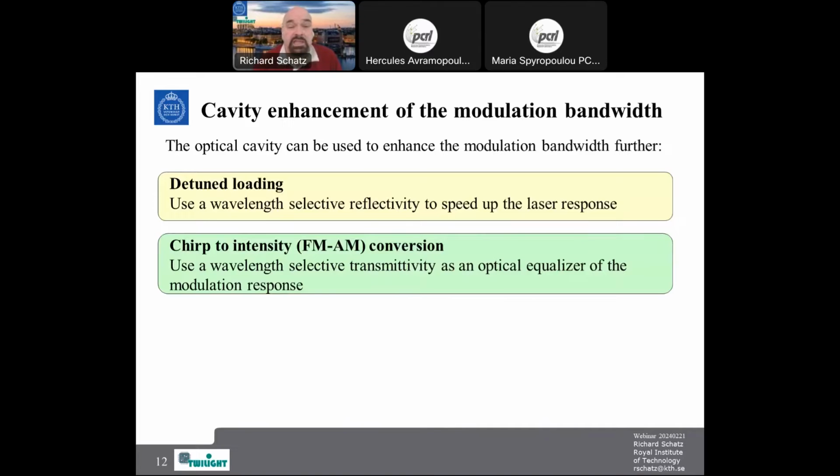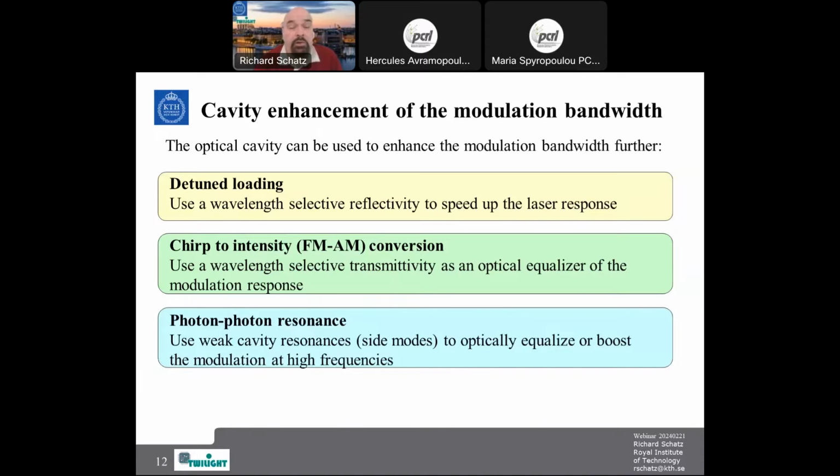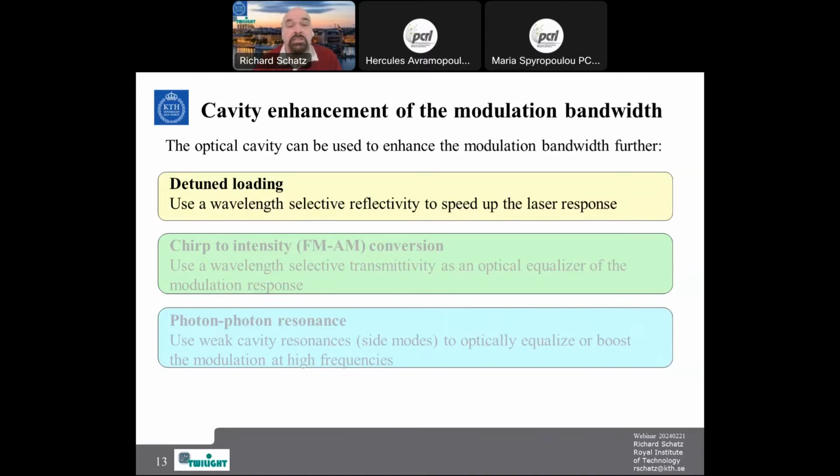Then it's chirp intensity conversion. In fact, the FM response of a laser has a higher bandwidth than the AM response. So by converting FM to AM within your laser, you can in fact improve the bandwidth somewhat. And the third one is photon-photon resonance. Then you use a weak side mode, a weak cavity resonance, to resonantly amplify one of the side bands of your modulation, and that becomes the sort of optical equalization of your modulation response, which also boosts the modulation bandwidth at high frequencies. So let's start with detuned loading.